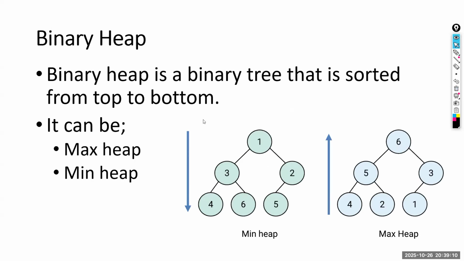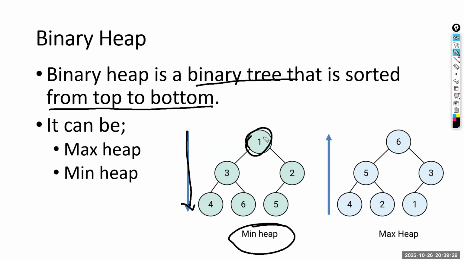Right. So what is a binary heap? Binary heap is a binary tree that is sorted from top to bottom. Okay. And if it is sorted from smaller to bigger, we call it min heap. Then the smallest is here. If you sort it from biggest to smaller, that means the biggest value is here, then it's a max heap. Right? It's just a matter of whether you sort it in ascending order or descending order. Other than that, a heap is a heap.